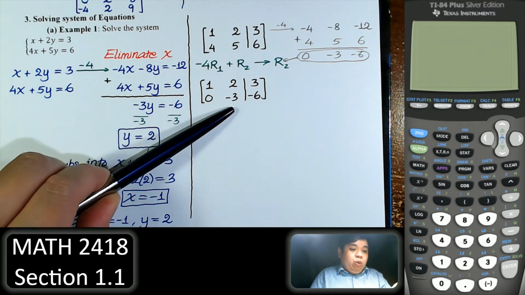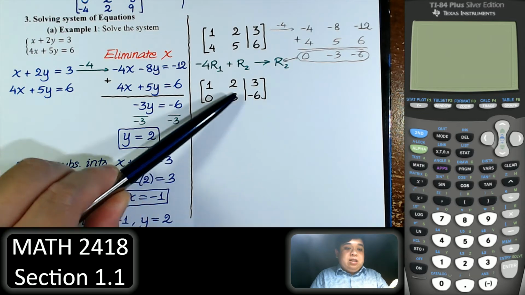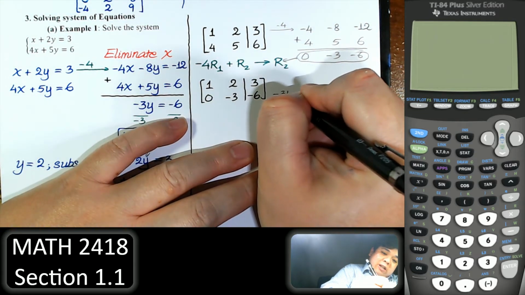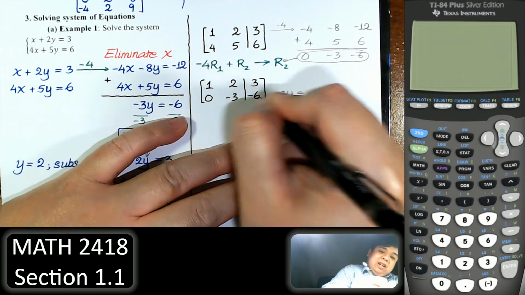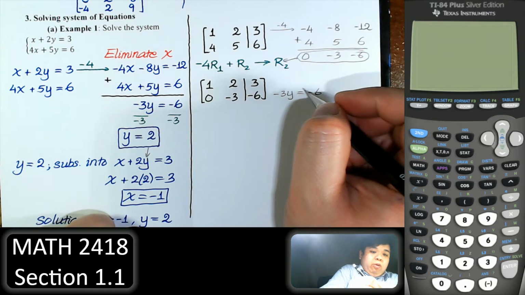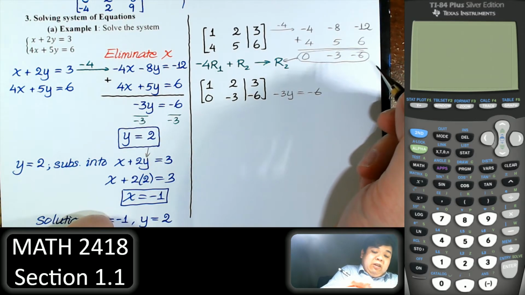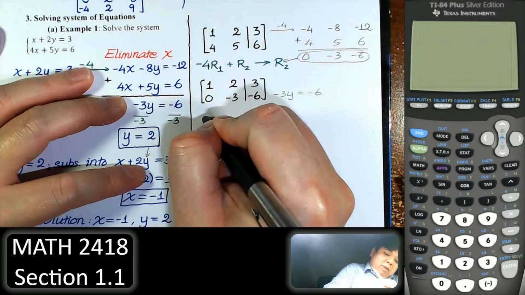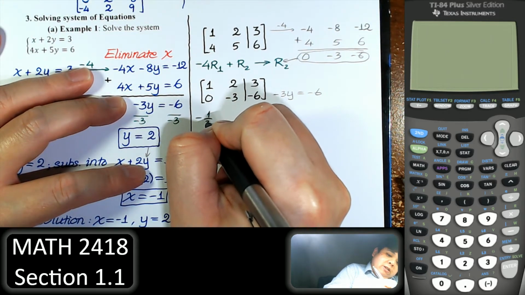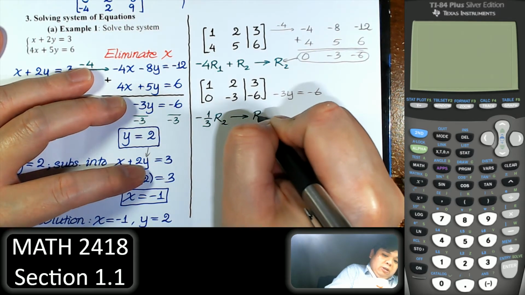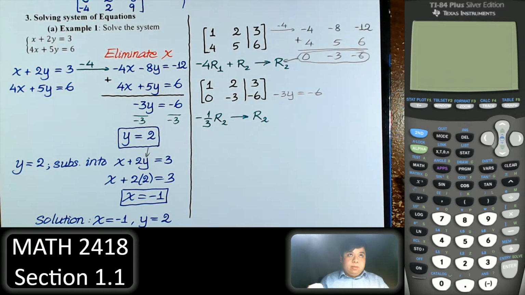Next, we have -3y here equal to -6. If we write this, it's going to be -3y equal to -6, right? That is equivalent to that row. So of course, to solve for y, we divide by -3. Instead of divide by -3, we can multiply by -1/3 to row 2 and store into row 2. Right.